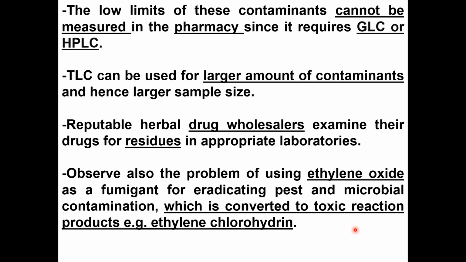Reputable herbal drug wholesalers actually analyze their products using appropriate laboratories. Ethylene oxide is one of the very effective insecticides and bactericides, also used as a fumigant. However, the problem of this compound is that it is converted to a very toxic product, which is ethylene chlorohydrin.